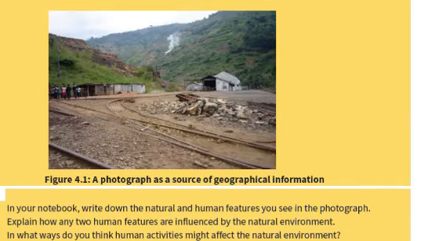Now, we are going to have these three tasks, and you are going to note in your notebook as usual. In your notebook, I want you to write down the natural and human features that you are able to see in the photograph. Natural and human features that are seen in the photograph.